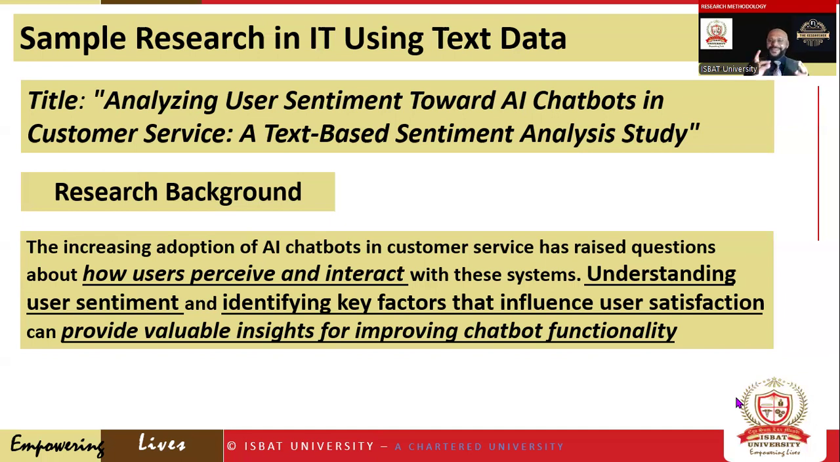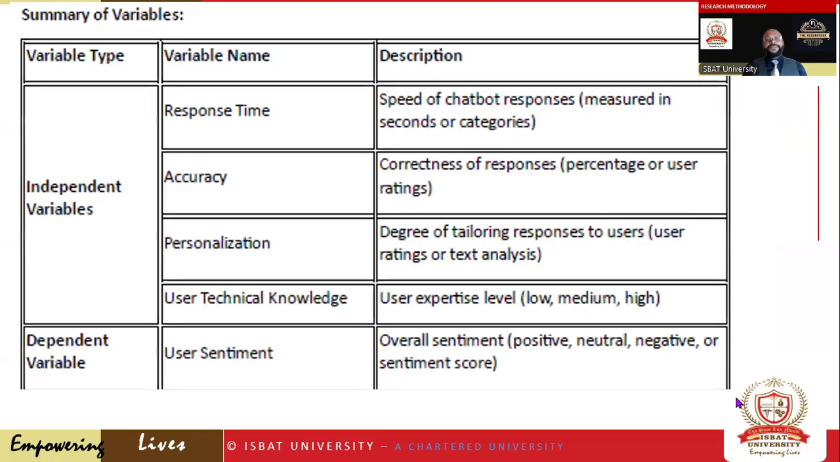So what I'm saying, we have to identify the key factors that influence user satisfaction. So what is the outcome of the research? It provides valuable insights for improving chatbot functionality. So this is the background of the research. I have a title for the research, and I told you the background of that.